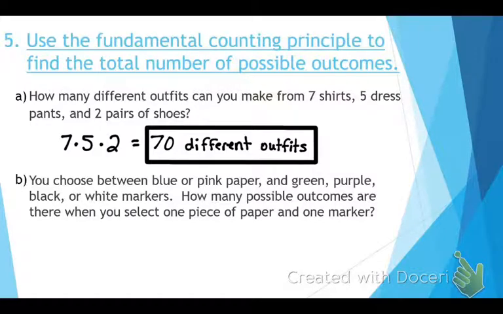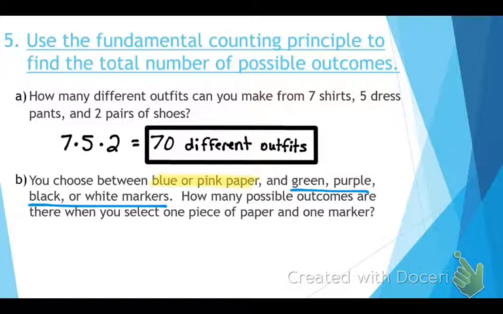Let's see what you got. You choose between blue or pink paper, so this is the kinds of paper we have, and then you choose between what kind of colors of markers? Green, purple, black, or white markers. How many possible outcomes are there when you select one piece of paper and one marker? 8 possible outcomes. Okay, you got 8. So how'd you figure that out?